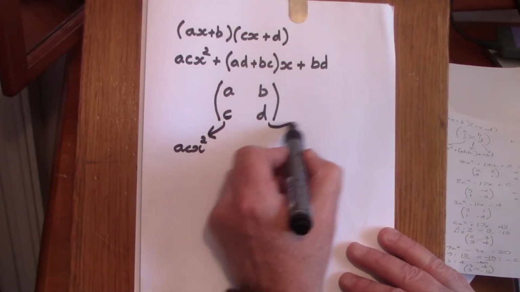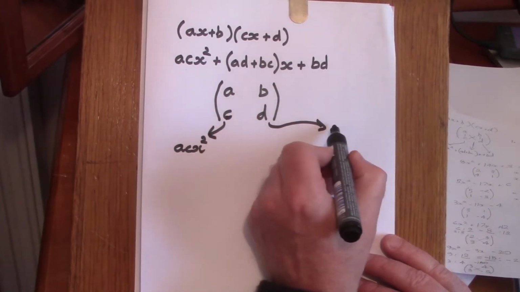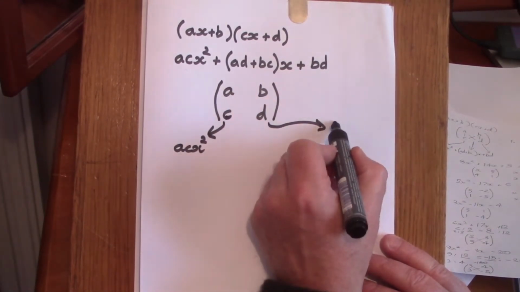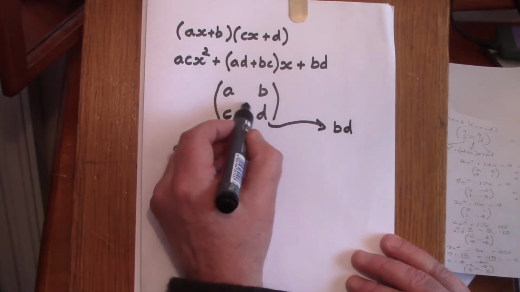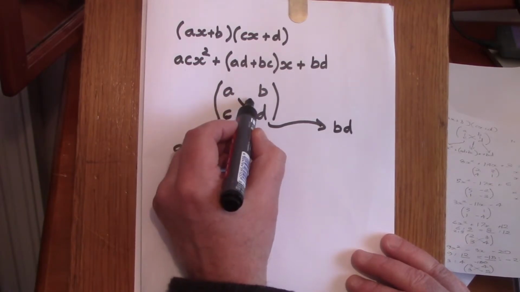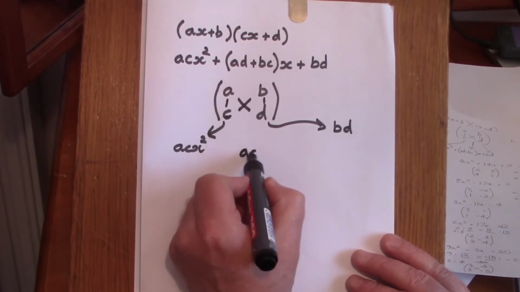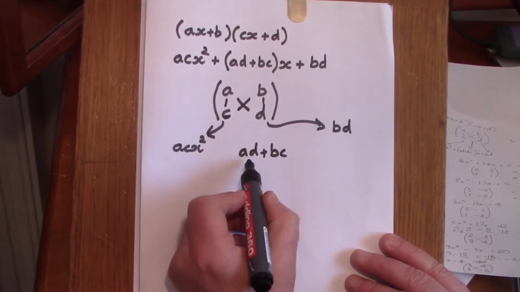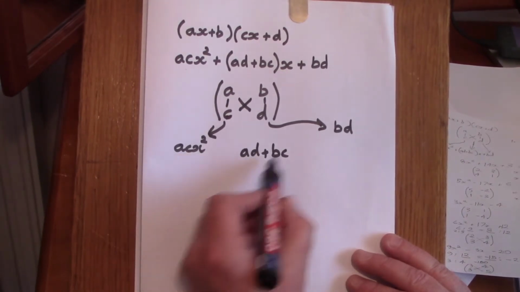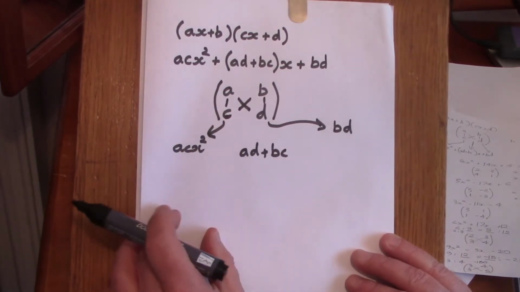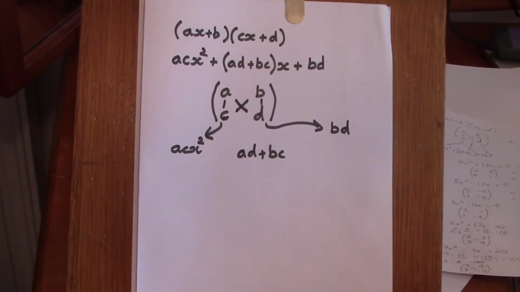Secondly, the vertical product of these two numbers, b and d, gives the independent term bd. And thirdly, the sum of the cross product, ad plus bc, gives the coefficient of x. And using these three things, we can get quite a simple way of factorising harder quadratics.